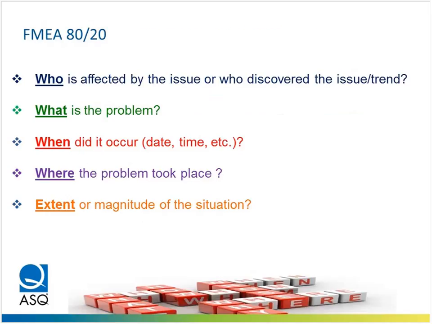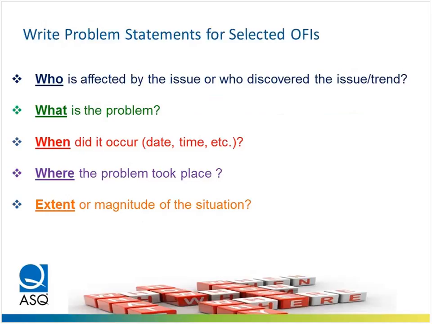As a quick reminder, a problem statement needs to tell you who is affected by the issue or who discovered the issue or the trend. What is the problem that we're looking at? When did this problem happen, or when was it discovered? Where did the problem happen, or where was it discovered? And the extent or the magnitude of the situation.